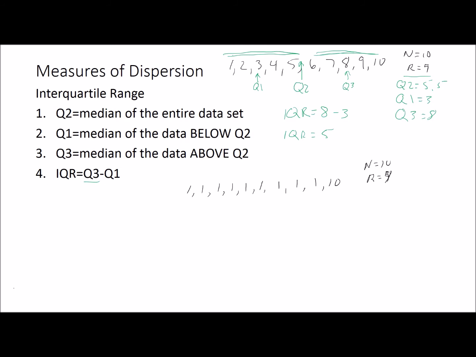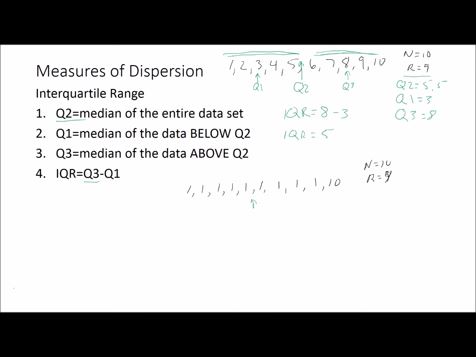Now we're going to apply the IQR. We're going to do an interquartile range to see if that tells us something different about this data set and the dispersion, or the difference among the data. So again, first step, find Q2, which is the median of the entire data set. So again, we have an n of 10, 10 plus 1 divided by 2. That should put us right here.